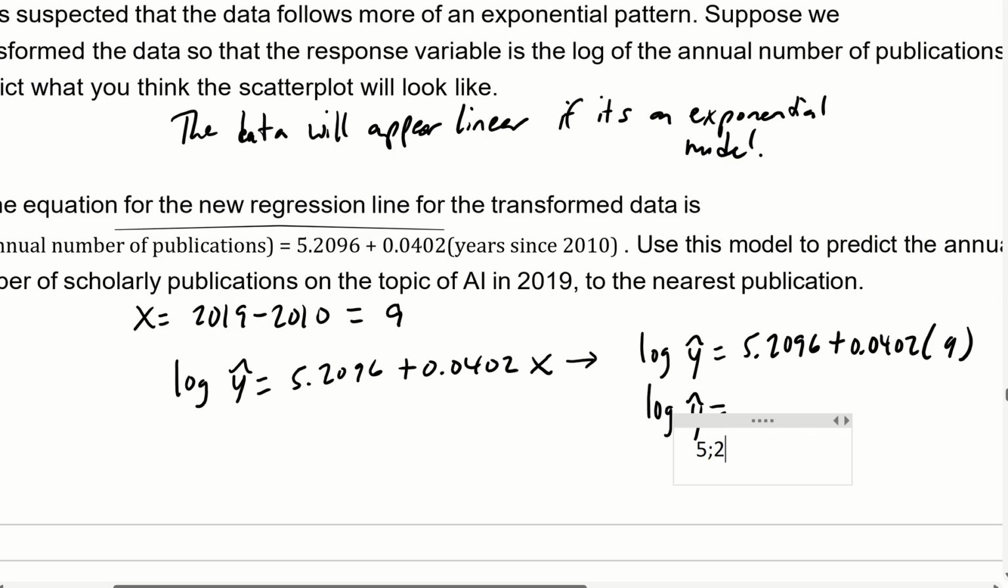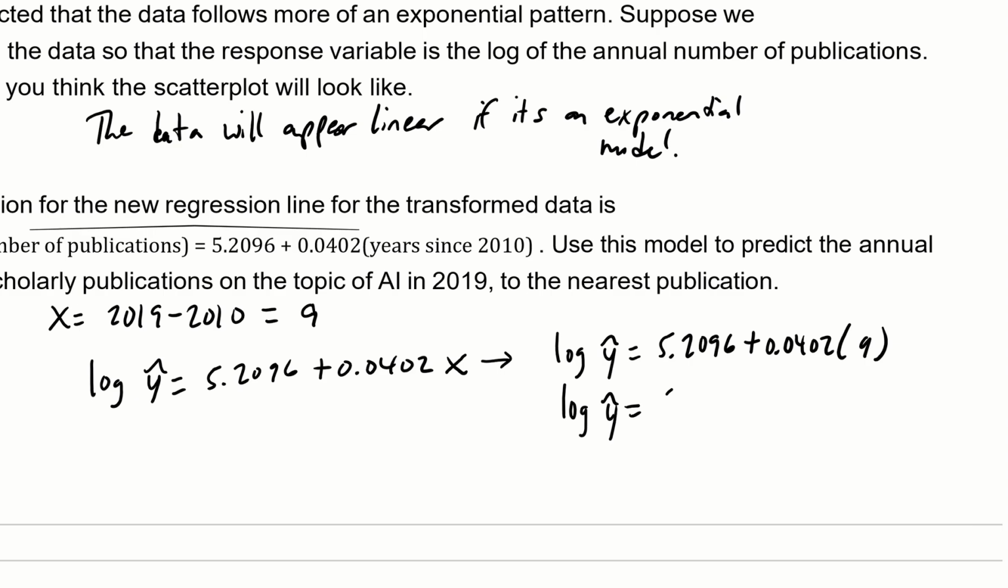All right, so 5.2096 plus 0.0402 times 9, so 5.5714. All right, and again, like we did before, we got to get rid of this by doing 10 raised to both sides. So that cancels that out.